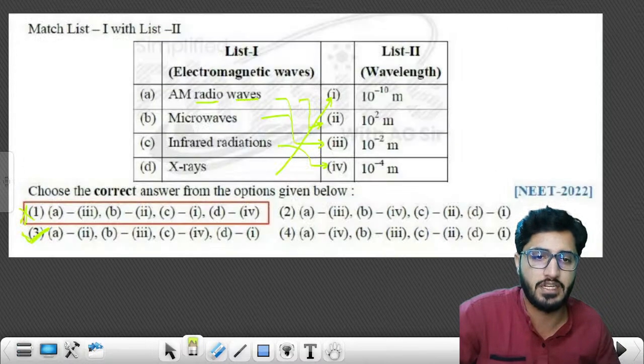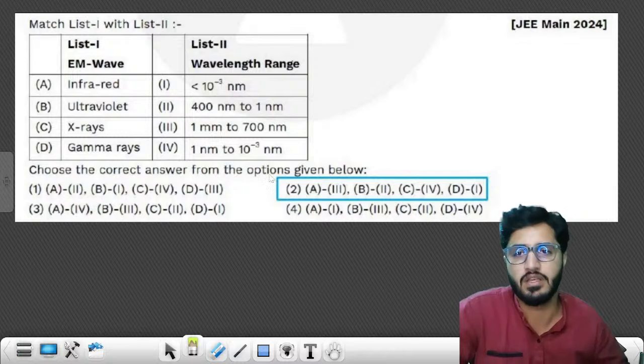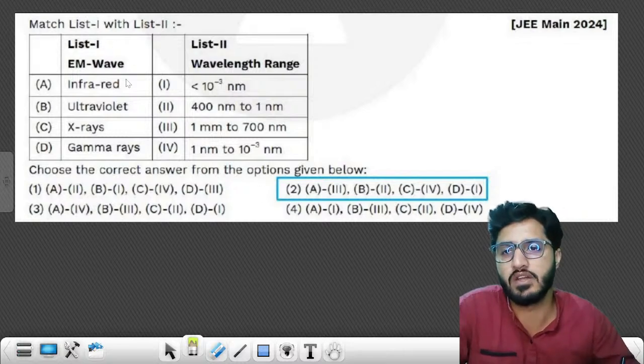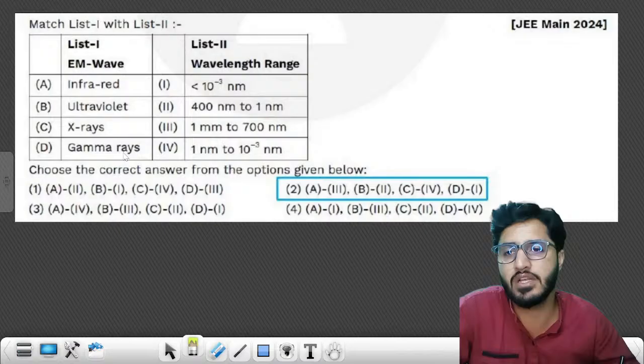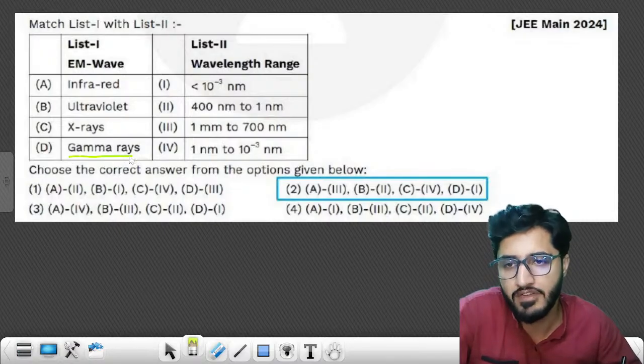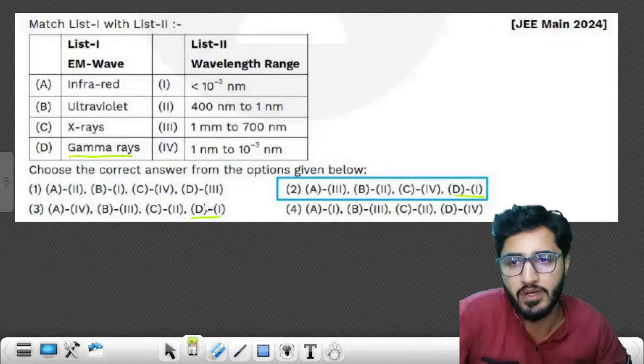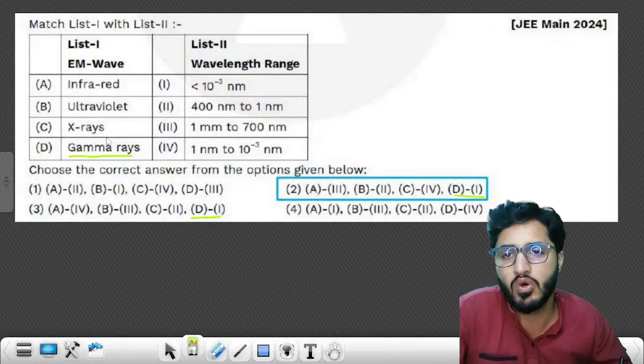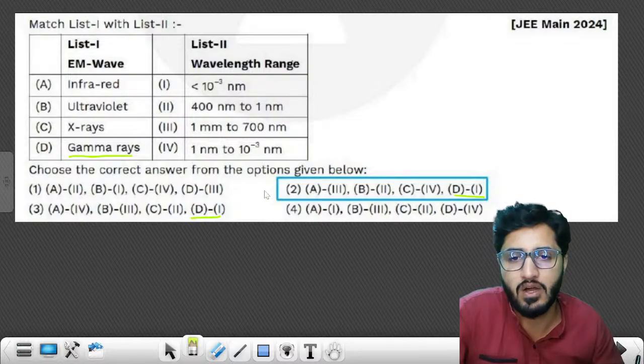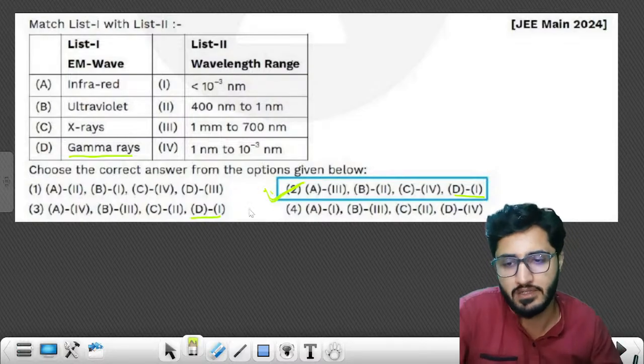It was asked in NEET. Okay, the same one you have to do. The infrared, gamma is the lowest one. So you have to find for gamma 1. Which is the lowest one here? It is gamma, D1. Then we have X-ray more than gamma. It will be 4. Yeah, option number 2 is correct.